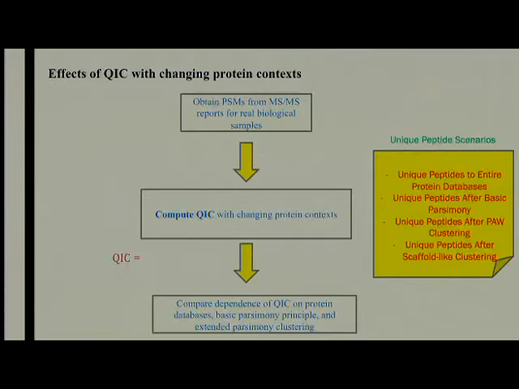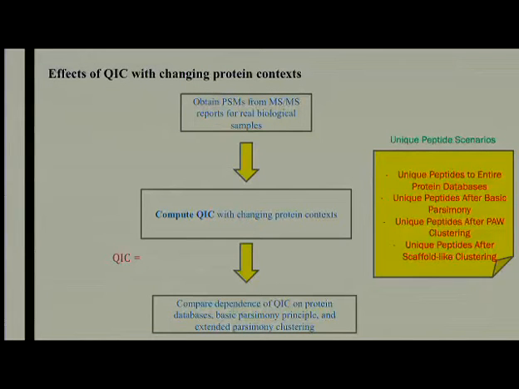So you can notice now that the QIC is actually dependent on the unique PSM. So there are three different scenarios for unique peptides. You can have peptides that are unique to entire protein sequence databases. So these are peptides that are unique to only a single protein entry that is identified from the entire protein sequence database.